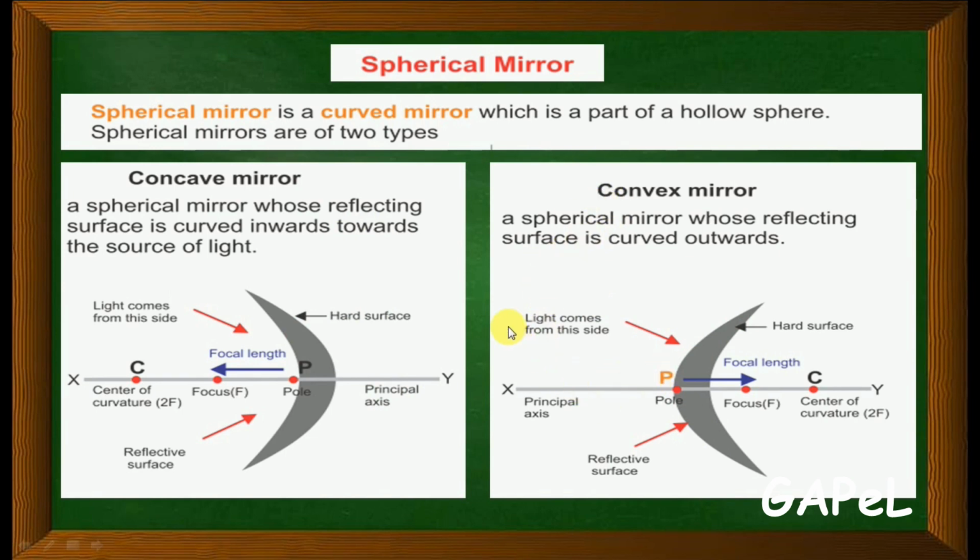This side. So when light comes from this side, it will reflect back. So the spherical mirror whose reflecting surface is curved outward.